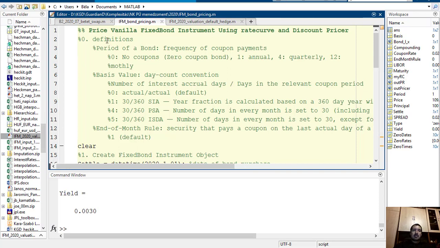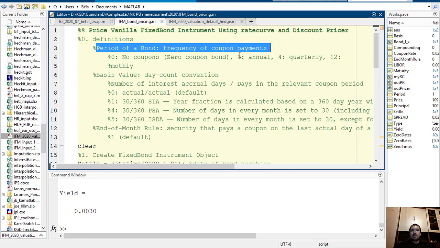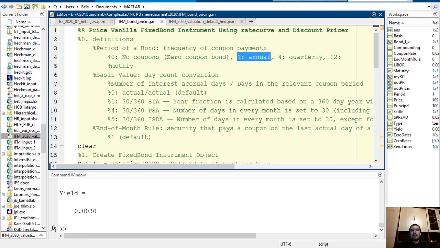Actually, there are some definitions. First of all, we have to say what the period of the bond is. This is the frequency of coupon payments. If they pay interest only once a year, it's annual. It can be 4, so they pay quarterly each year, or it can be a monthly payment. So let's say it will be annual.